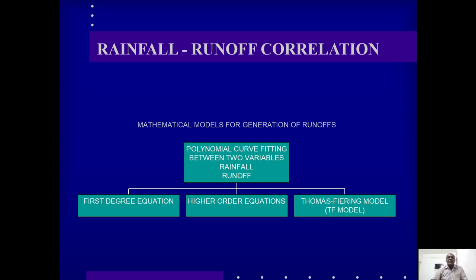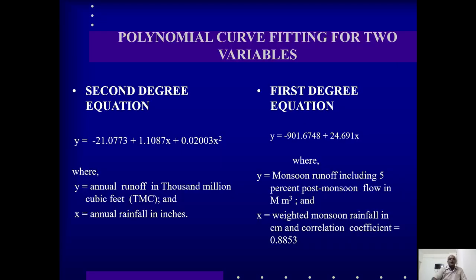Here we have generated 3 mathematical models for the runoffs. So polynomial curve fitting between the two variables, rainfall and runoff. The first degree equation, higher order equation and the Thomas Fiering models we have used. Now the polynomial curve fitting for two variables, that is the second degree equation, in the form of a quadratic equation, y equal to minus 21.0713 plus 1.1087 x plus 0.003 x squared. Here y is the annual runoff in 1000 million cubic feet and x is the annual rainfall in inches.